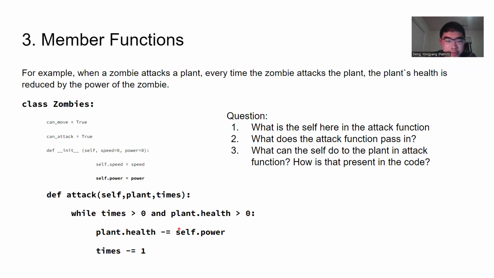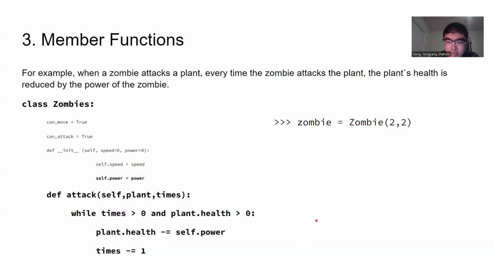And then during this, we say plant health is reduced by the power. Always self here, self is the zombie. So self.power depends on the power we take in, and then times is reduced by 1, times minus equal 1, reducing the counter, showing that I've attacked it once, so I reduce it by one. And then I go back to the while loop to evaluate again.